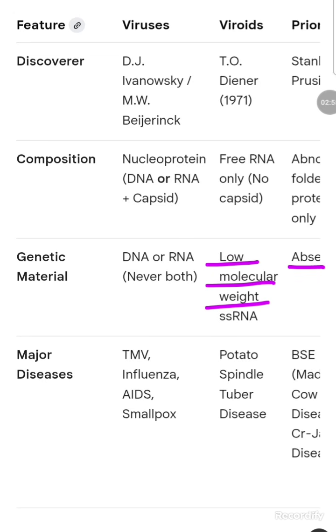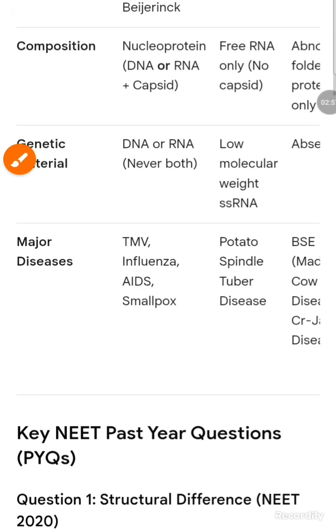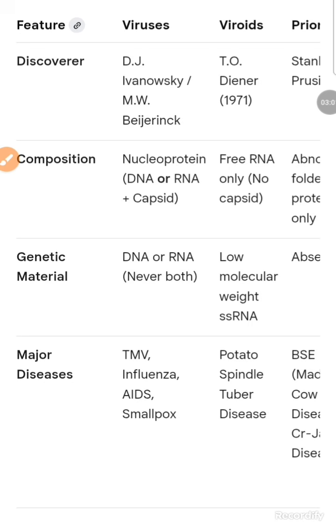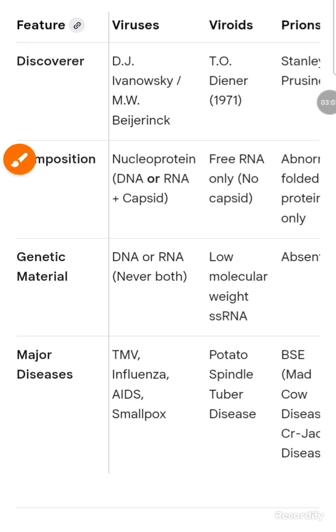What are the major diseases caused by viruses, viroids and prions? The most important diseases caused by viruses are TMV, tobacco mosaic virus, which causes the mosaic disease, influenza, and AIDS, acquired immunodeficiency syndrome, which is caused by the virus HIV, and also smallpox. So these are some major diseases.